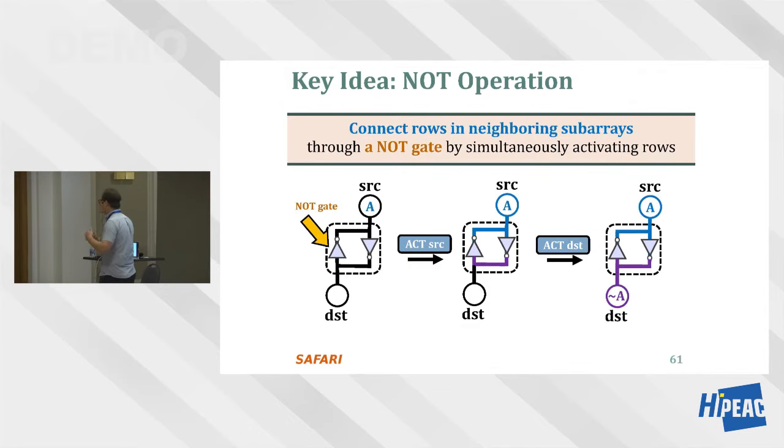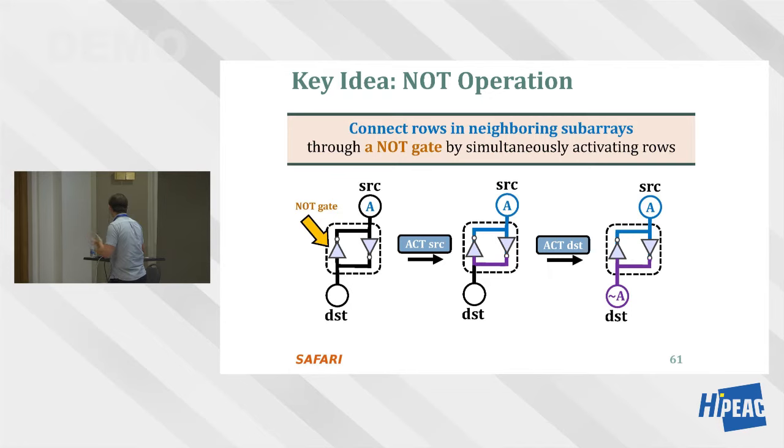As I said, I'm going to go to the lower level. How do you get the NOT operation? This is the source row in subarray X at the top. This is our destination row. And this is clearly a NOT gate, so you should be able to get the NOT of the source into the destination. The idea is to connect rows in neighboring subarrays through a NOT gate by simultaneously activating these two rows. So you violate the timing parameter.